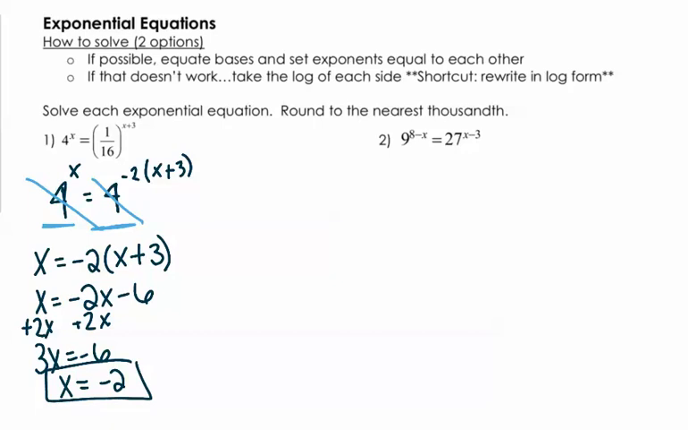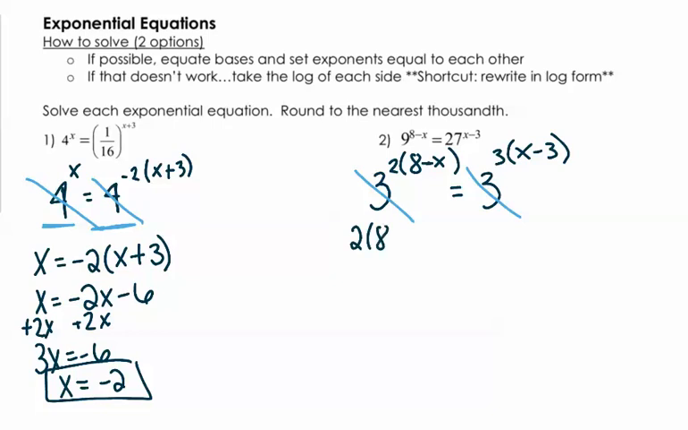This next one, I also noticed that I have exponents on either side, and I have a 9 and a 27, so that means that I can totally make those bases the same. So I'm going to change 9 into 3 squared, and then I have this 8 minus x. So that exponent that was already there, it's important that we put that in parentheses. And then equals, I'm going to change 27 into 3 cubed, and again, put that exponent in parentheses, x minus 3. So now that the bases are the same, I can go ahead and cross them out, and I can set my exponents equal to each other. So 2 times 8 minus x equals 3 times x minus 3.